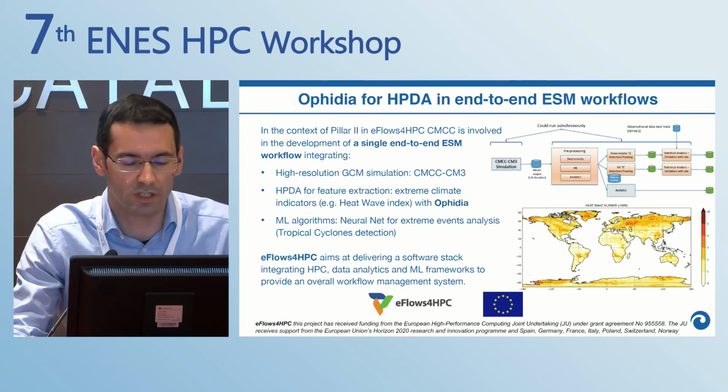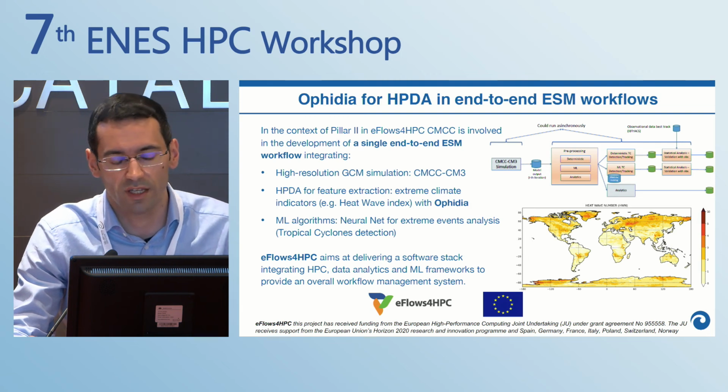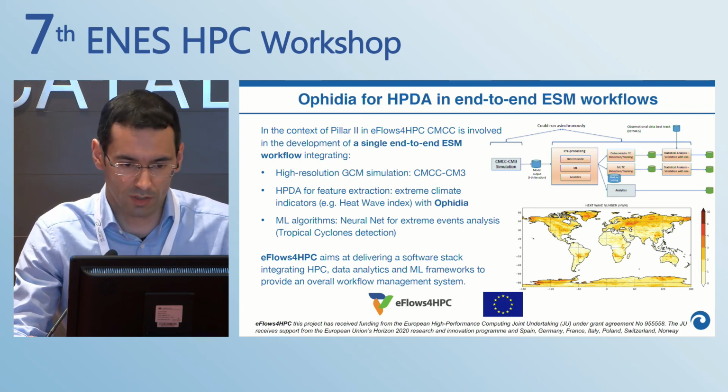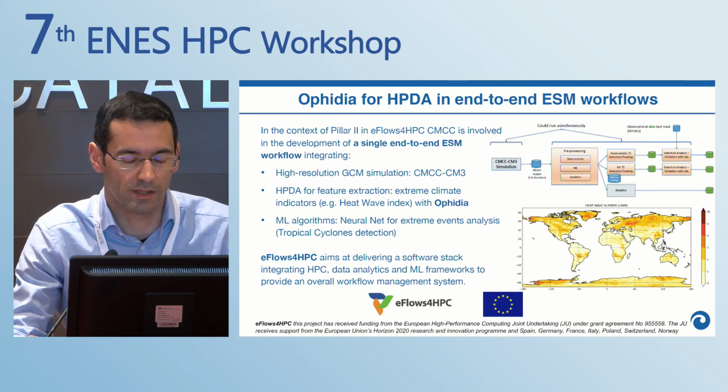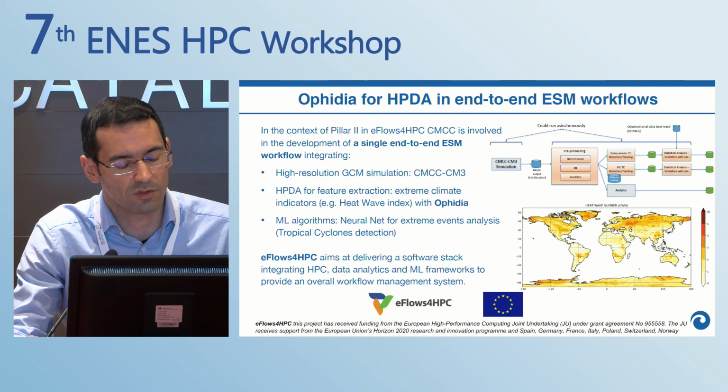So we are using OPHIDIA in this case for the computation of extreme climate indicators. The goal is to integrate OPHIDIA together with the model simulation, so as soon as the data is being produced by the model, the framework can be used to start computing the indicators. The workflow also includes a machine learning part, which includes a neural network for extreme event analysis, in particular tropical cyclone detection.